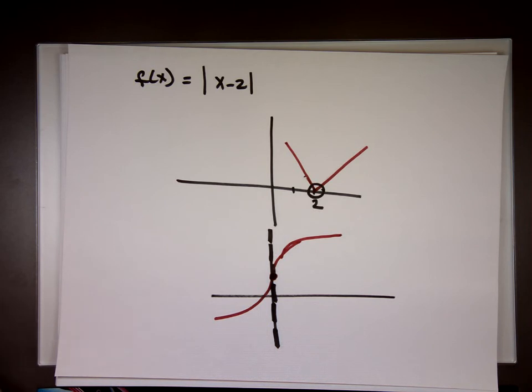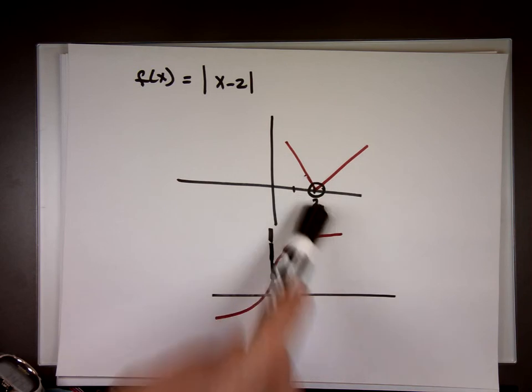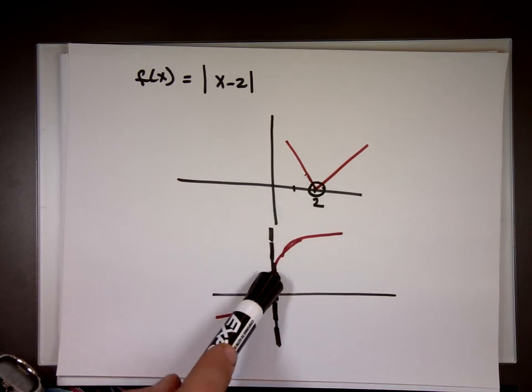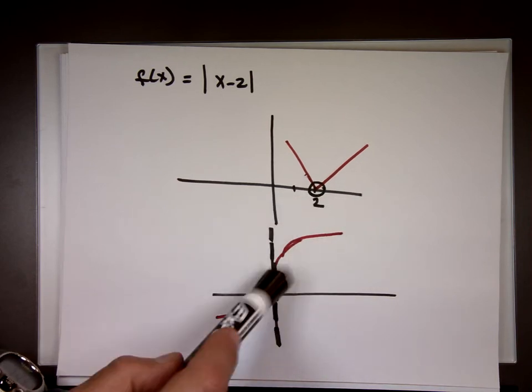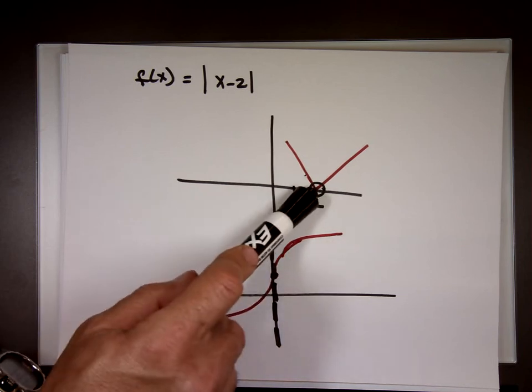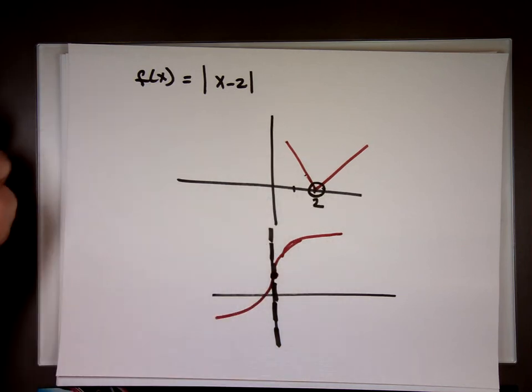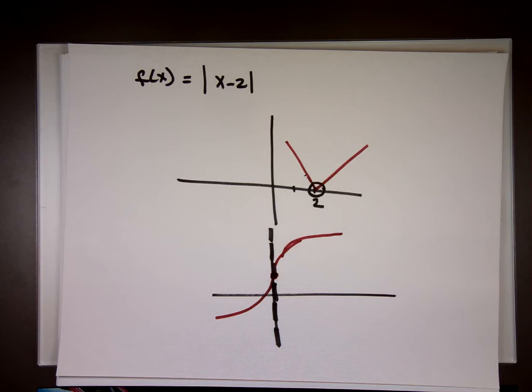So there are a few places where the derivative does not exist. This is one of them. This is another one. There is no derivative at that point. There is no derivative at this point. And the greatest integer, there is no derivative right there. And that's the end of section 3.1.